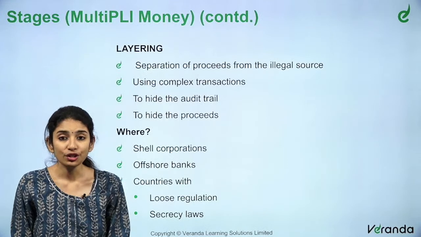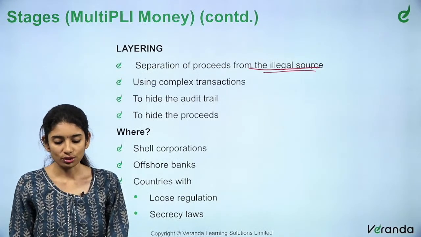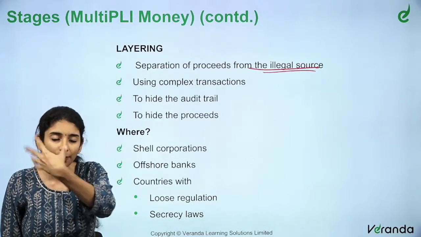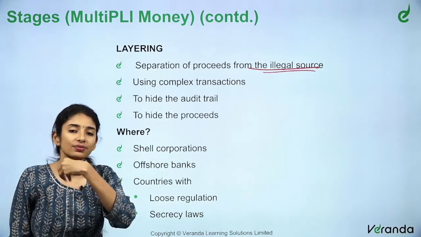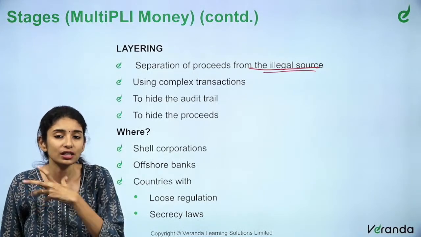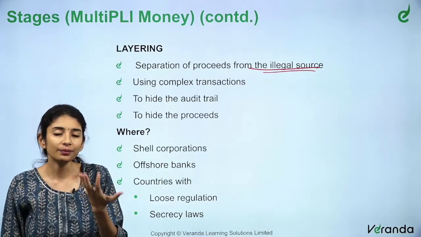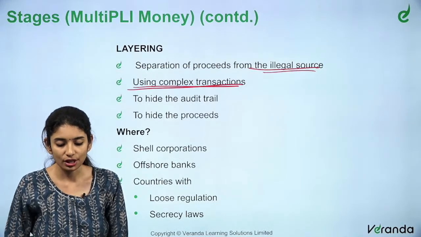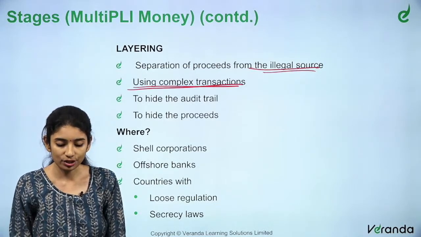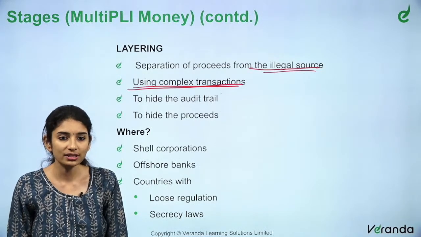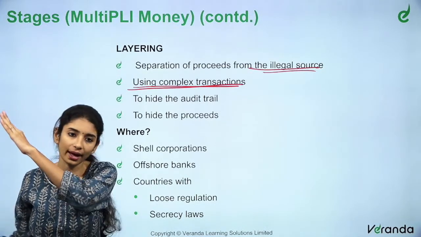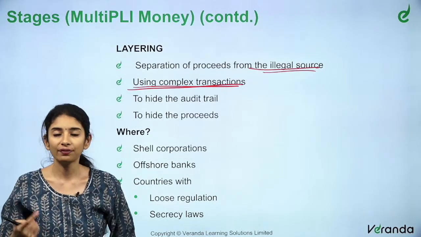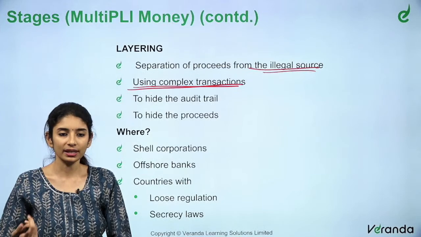Layering, separation of proceeds from the illegal source. Separating the proceeds from the illegal source. So, I will put it somehow in a way that no one will understand it is from the bribe that I've got for admitting students into my university. No one will be able to relate it to that. Using complex transactions, using difficult transactions. Why should I use complex transactions? Because if I'm using, say, the entire money, 15 crores I've got, the entire 15 crores if I take it in the bank, everyone will get to know that it is from some illegal activity.